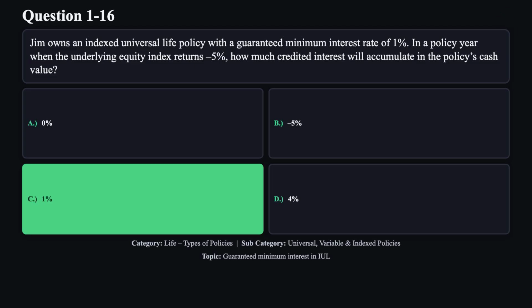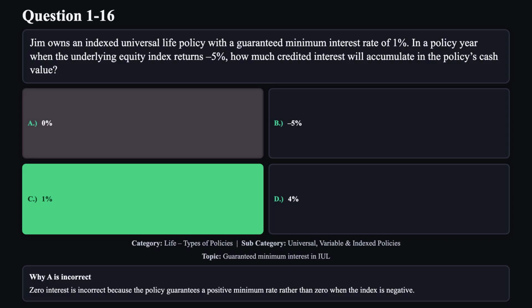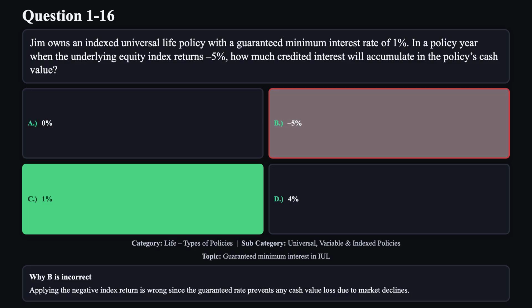The correct answer is C. The correct answer is that the credited interest is the guaranteed minimum rate of 1%. So despite a negative 5% index return, the policy still credits 1%. Reason A is not correct. Zero interest is incorrect because the policy guarantees a positive minimum rate rather than zero when the index is negative. Reason B is not correct. Applying the negative index return is wrong since the guaranteed rate prevents any cash value loss due to market declines.